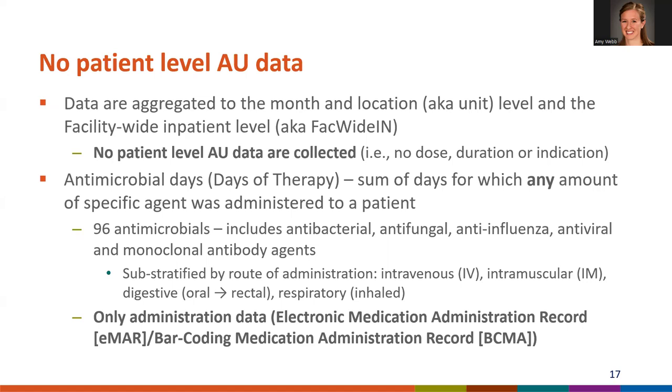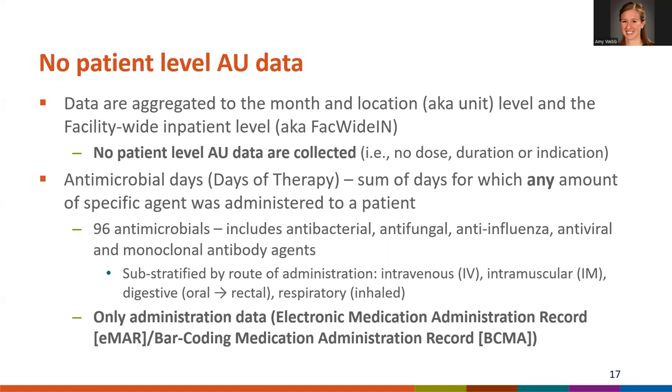For 2024, we have 96 different antimicrobials, which includes antibacterials, antifungals, anti-influenza, antiviral, and one monoclonal antibody agent. Those 96 agents are stratified by route of administration. So IV, IM, digestive, which includes any administration from oral to rectal into the digestive tract, and respiratory. So those are your inhaled antimicrobials.